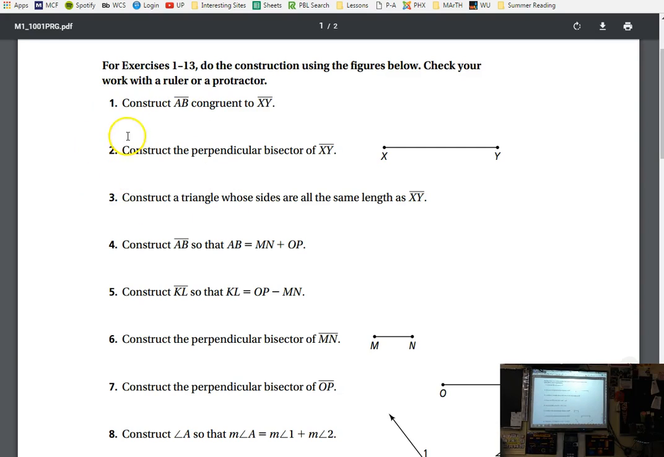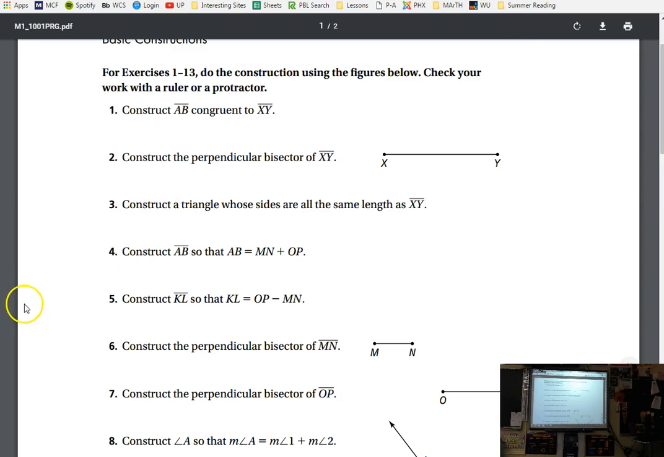So please make sure you understand how to actually construct these using just a straight edge, not a ruler, a straight edge, compass, protractor. I don't even think we really use protractors. It's really just straight edge and compass.